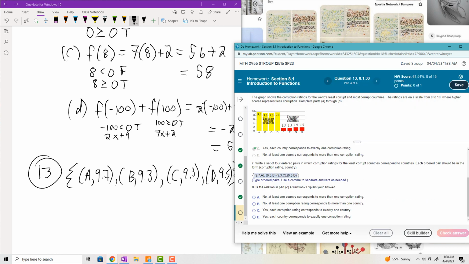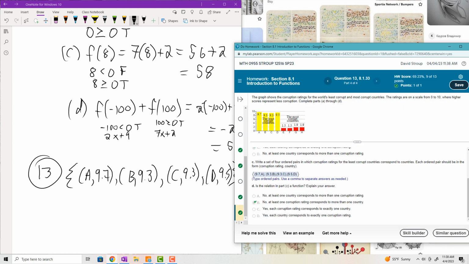Okay. Is this one a function? No, it's not, because 9.3 is going to two different places. So one corruption rating corresponds to more than one country. So that's part B. And then, am I done? Yeah, I guess I'm done.